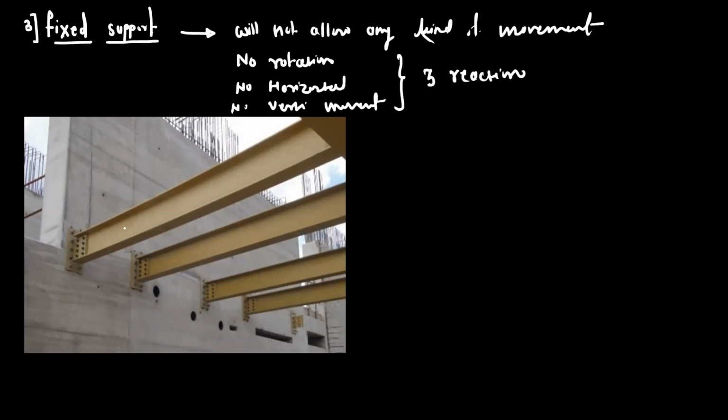So here you can see, these are the I beams or the metal beams used in the building construction. So these beams are directly fixed with the help of the bolt in this concrete wall. So this is called a fixed support.